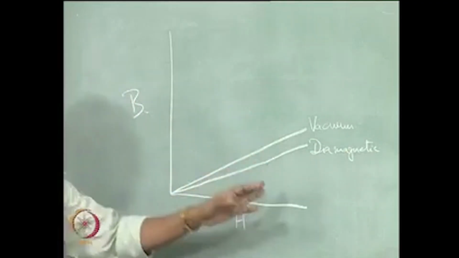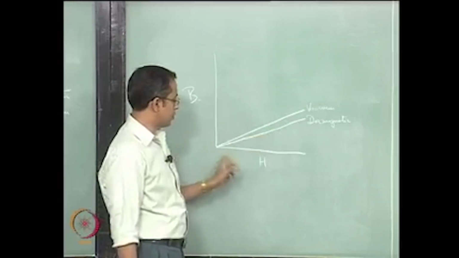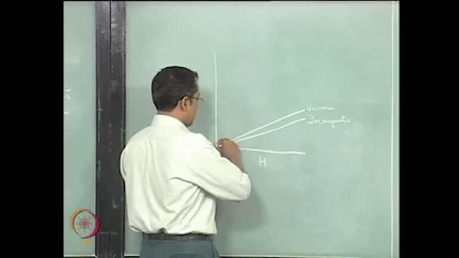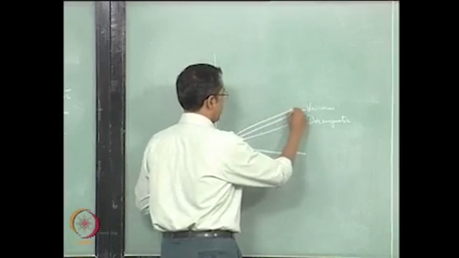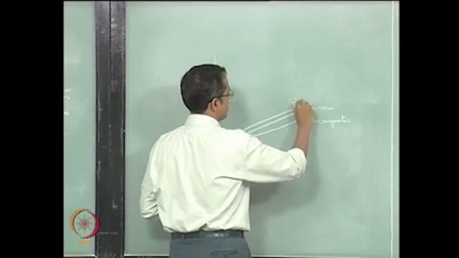Again, when you remove the field, this would drop to 0 abruptly. If you suddenly switch off the field here, this will drop to 0. Paramagnetic material is slightly better than vacuum because it is assisting the field that is applied, but it is again a very weak response, so that this is paramagnetic.